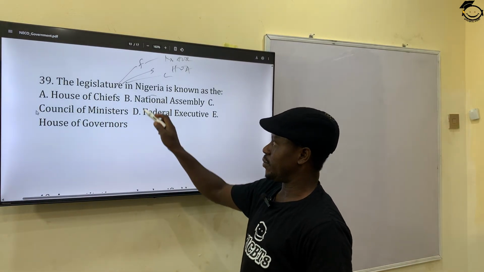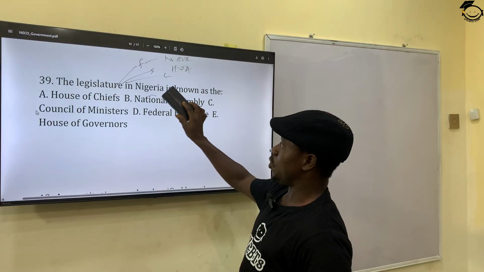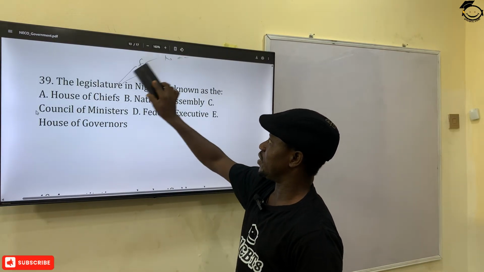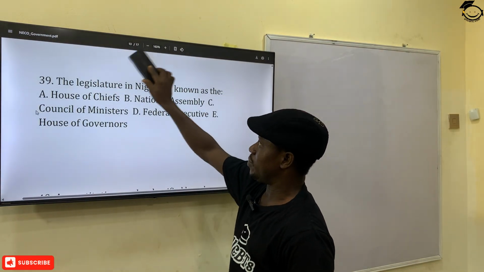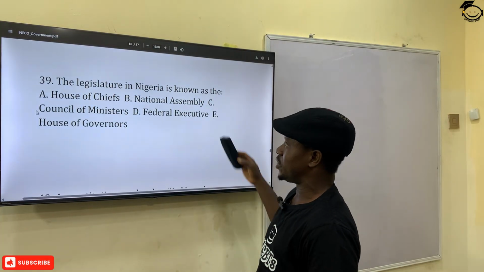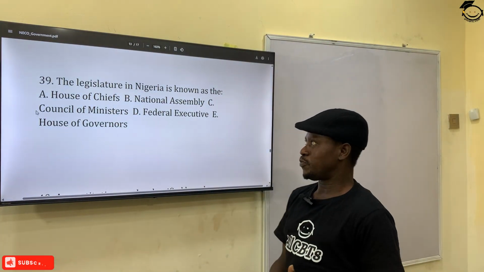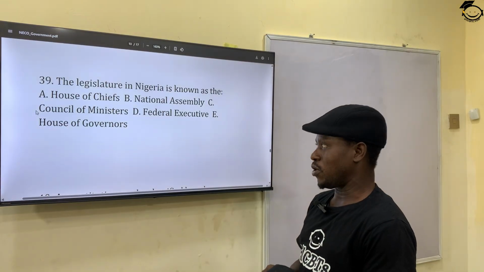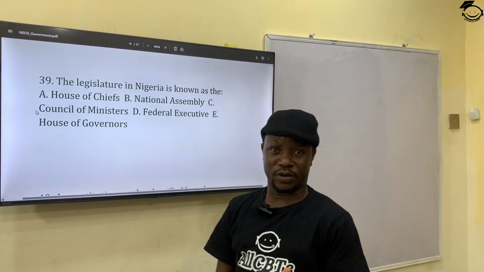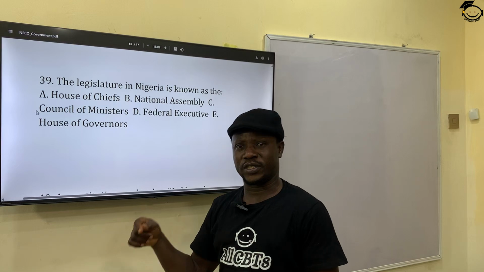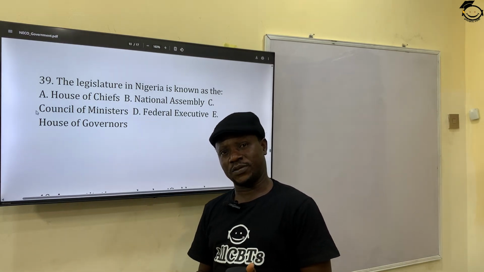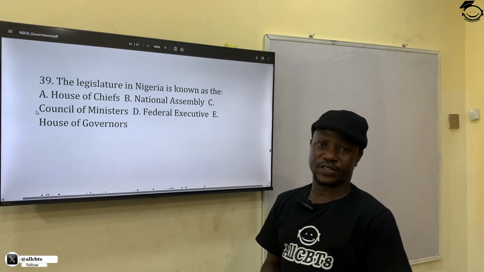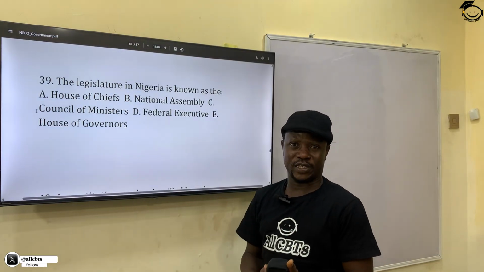If you talk about the US, they call it the Congress. If you talk about the UK, they call it the Parliament. Sometimes in Nigeria, we can also interchange National Assembly for Parliament. But the proper title for Nigeria is the National Assembly, which is made up of both the lower house, House of Representatives, and the upper house, House of Senate, because we're operating a bicameral legislature.